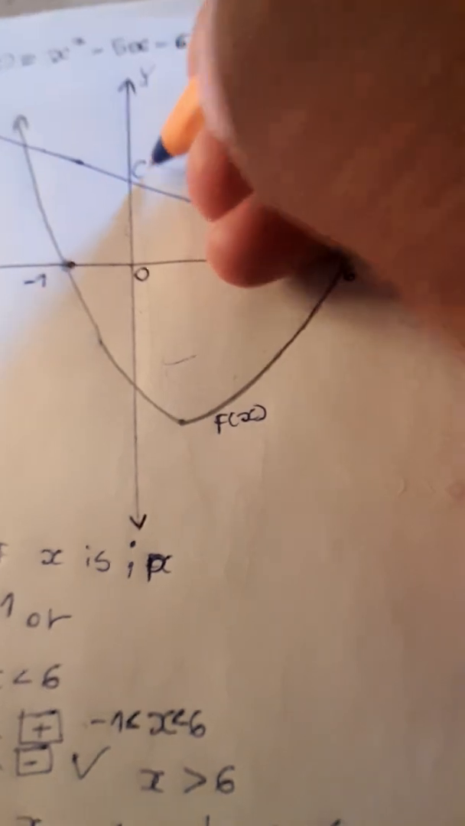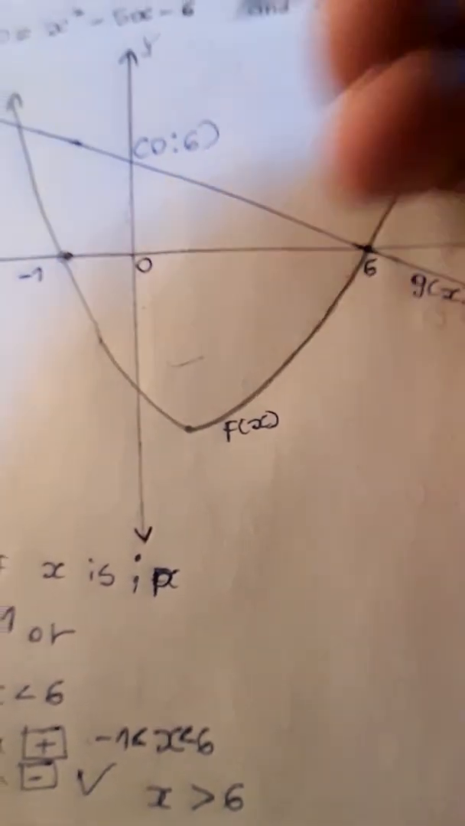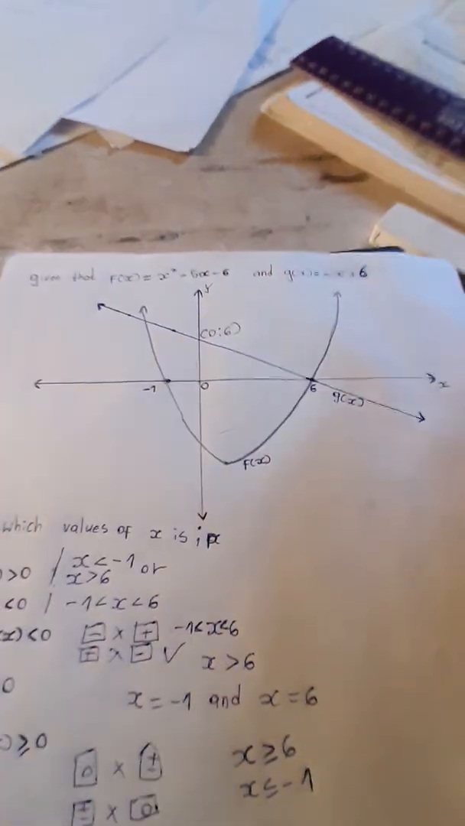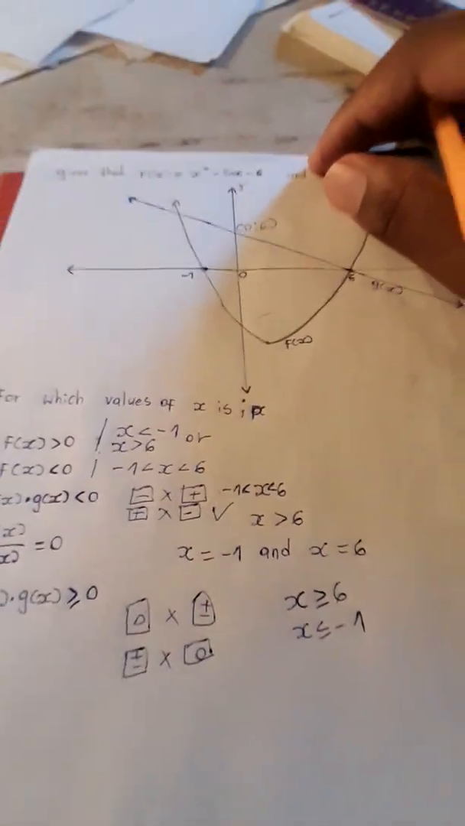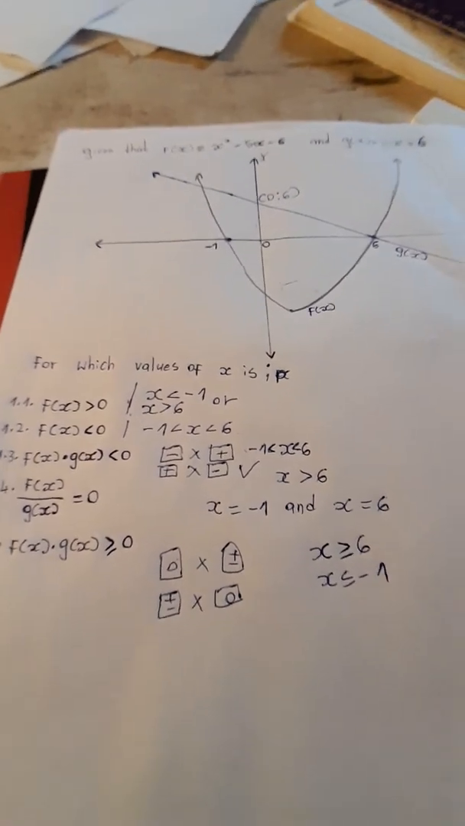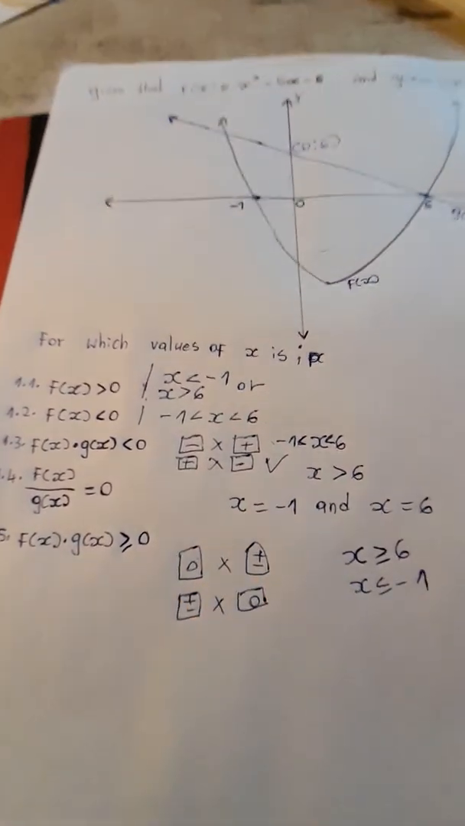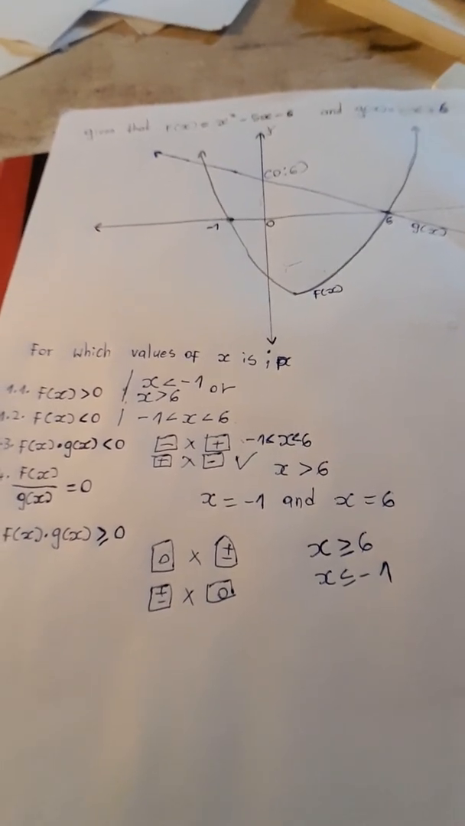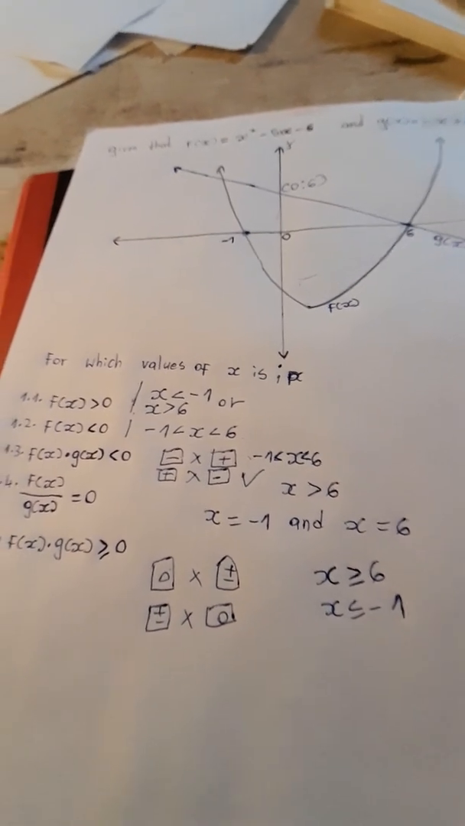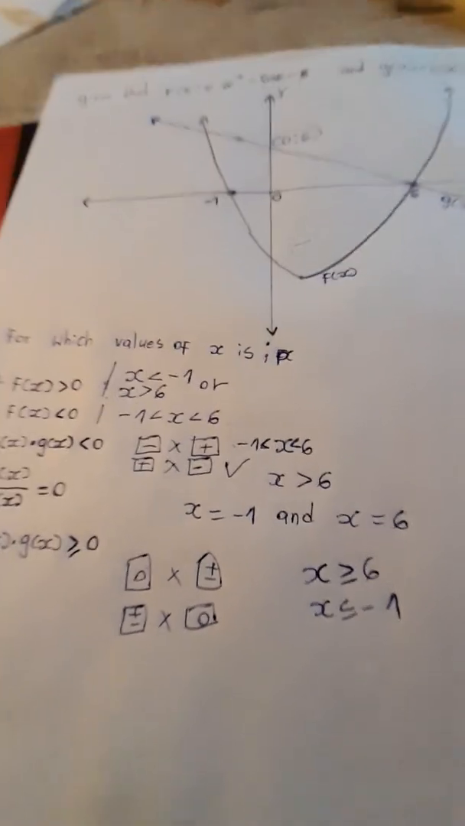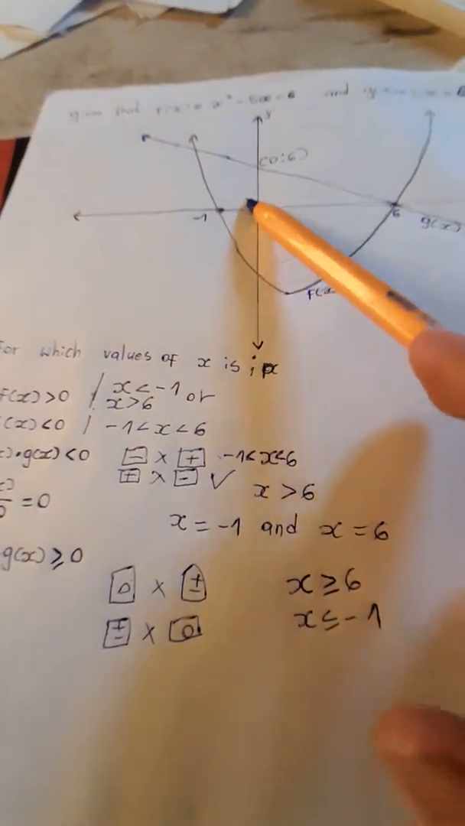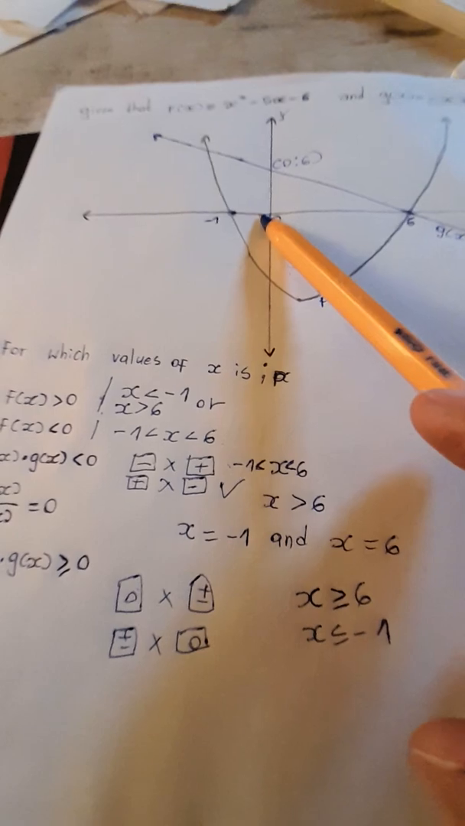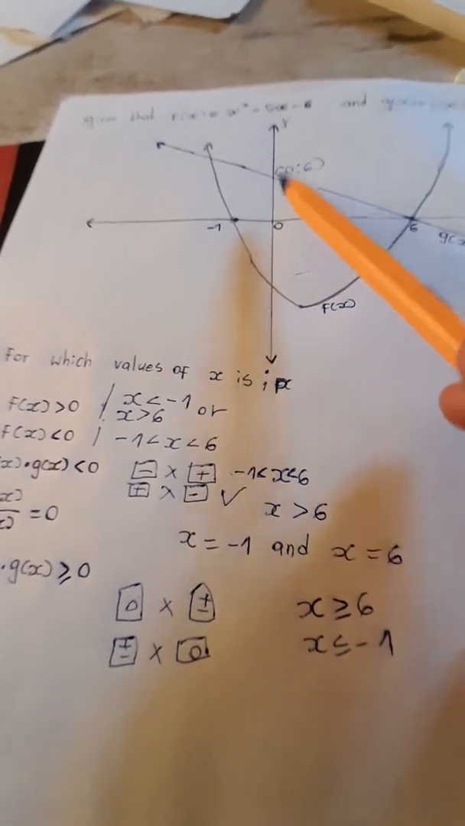If you don't understand what I'm doing, that means you haven't watched my previous videos. I suggest you do that so that you understand how to find the y-intercept and the x-intercepts of any function. And then I think this is the answer for this question: when x is greater than or equal to 6, or when x is less than or equal to -1, and then when x is greater than or equal to 0, like this here.